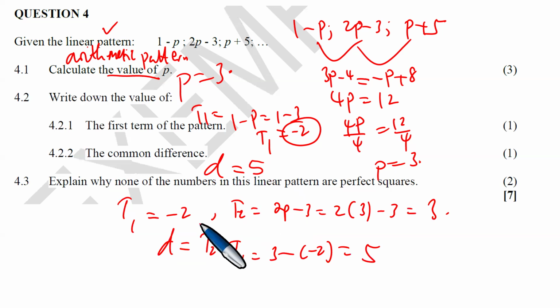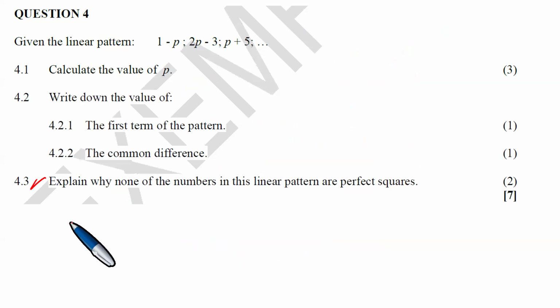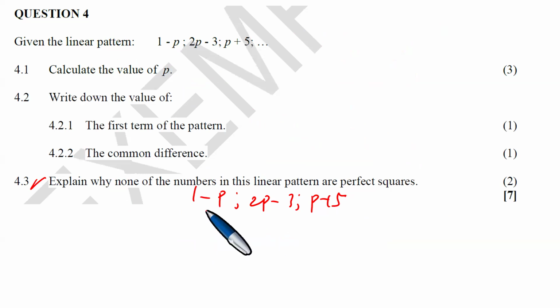Okay, now there's something else. Explain why none of the numbers in this linear pattern are perfect numbers. To explain why none of the numbers are perfect numbers, we use the solution where p is 3. But first, we explore the pattern here: it's 1 minus p, 2p minus 3, p plus 5.